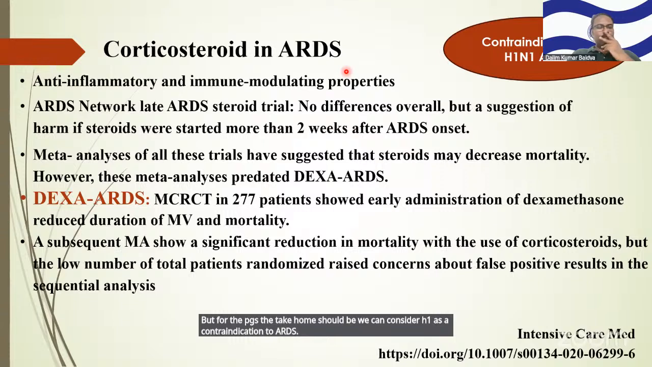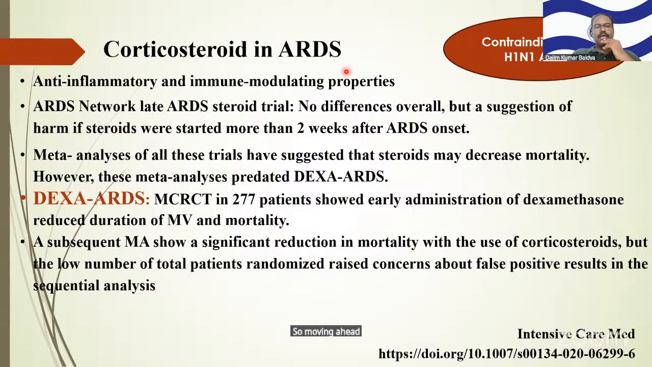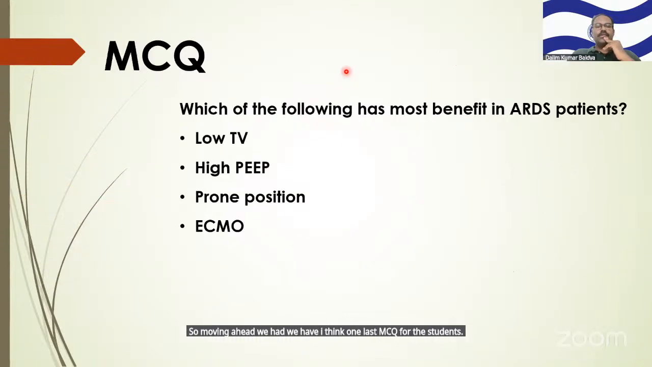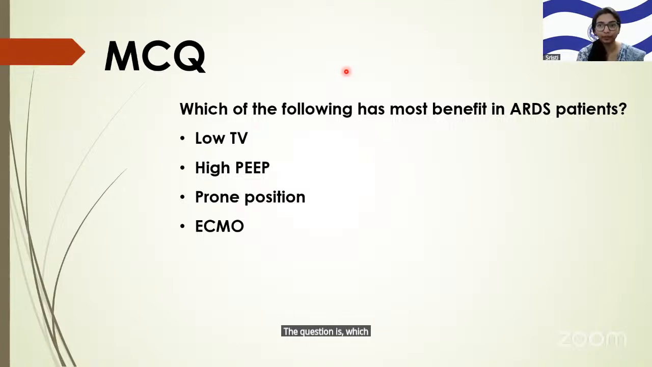So moving ahead, I think we have one last MCQ for the students. We have already overshot the time. The question is, which of the following has most benefit in ARDS patients? Option A, low tidal volume. Option B, high PEEP. Option C, prone position. Option D, ECMO, extracorporeal membrane oxygenation.